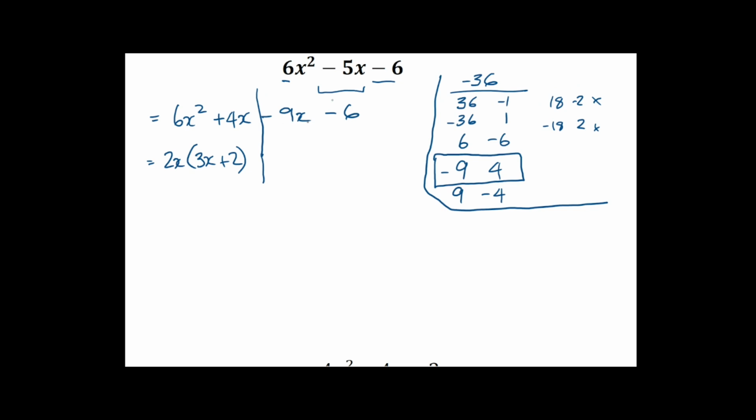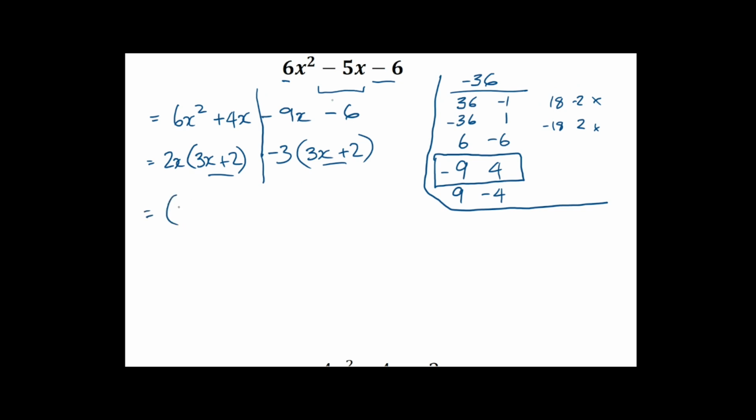So minus 9x and negative 6, does it have a common factor? Well, it has a common factor of negative 3. So negative 3 times what gives us negative 9x? Well, 3x there. Negative 3 times what gives us negative 6? Well, it's going to be positive 2. And again, we have the same thing in brackets there. So we're on the right track.